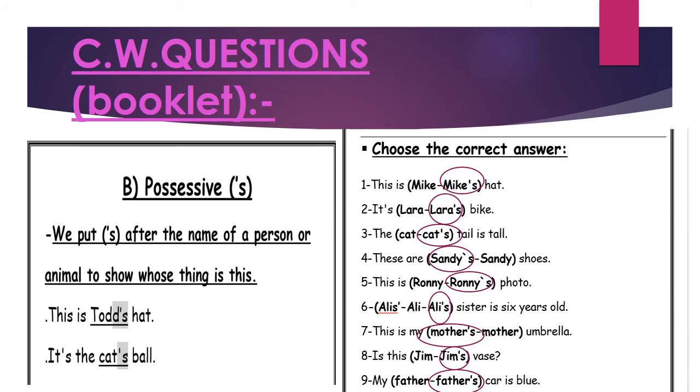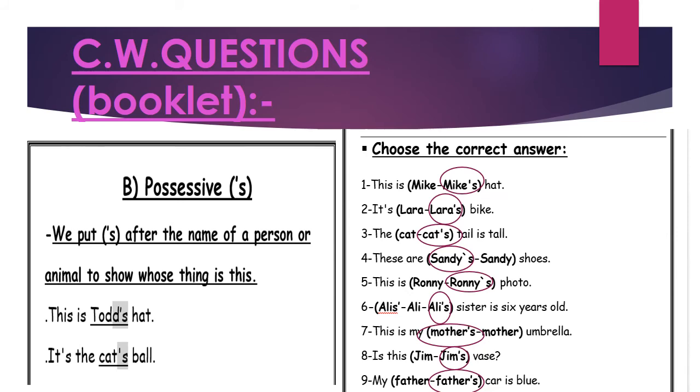Example number 2. It's the cat's paw. We put apostrophe s after the word cat to mention that the paw belongs to the cat. We have here a question. Choose the correct answer. Number 1. This is Mike or Mike's hat. The correct answer will be Mike's hat.